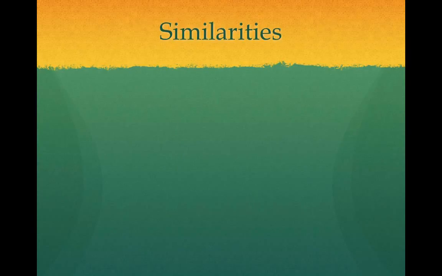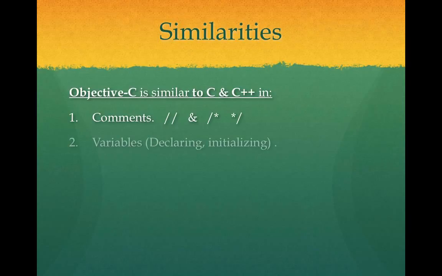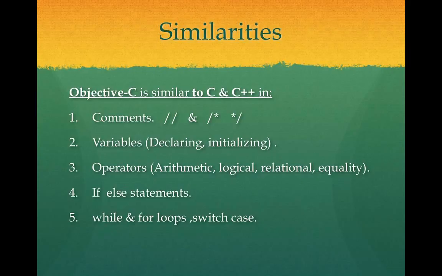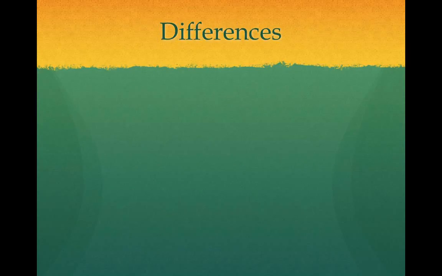Okay, first, the similarities. So far we've covered a lot of similarities between Objective-C and let's say C and C++. So these similarities are comments, variables, operators, if-else statements, while and for loops, the switch case, and how to scan values using the scanf method. Okay, now we'll list some differences.